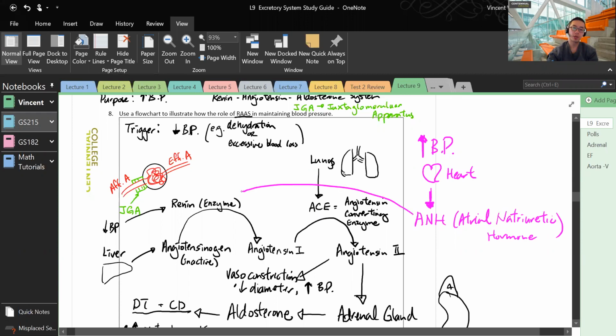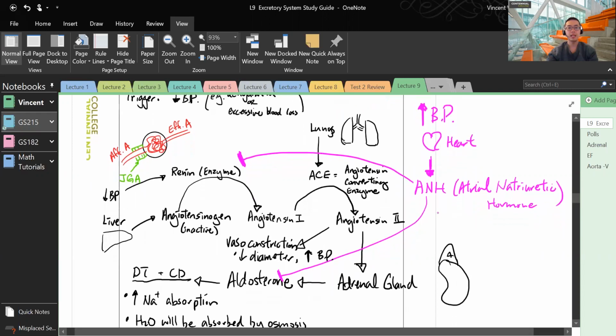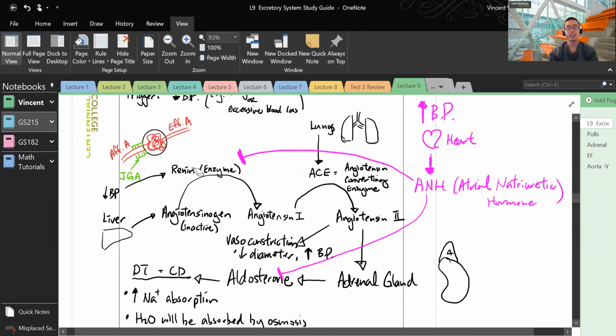So the ANH will do a couple of things. Number one, it will suppress renin. So if you suppress renin, then none of the stuff is going to happen here, right? It is also going to suppress aldosterone. RAS is only one of the ways that you produce aldosterone. There is another pathway that we'll talk about later that secretes aldosterone. So even if you suppress renin, there might still be some aldosterone. So that's why ANH will also inhibit that.